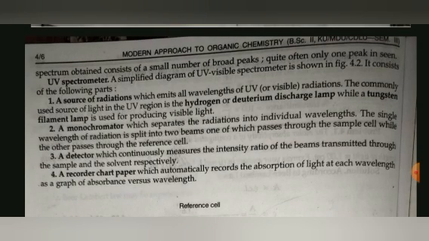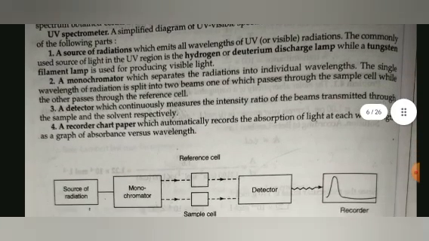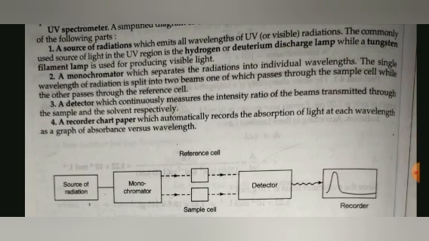UV spectrometer. A simplified diagram of a UV-visible spectrophotometer is shown in figure 4.2. It consists of the following parts. First is the source of radiation, which emits all wavelengths of UV radiation. The commonly used source of light in the UV region is the hydrogen or deuterium discharge lamp, while a tungsten filament lamp is used for producing visible light.